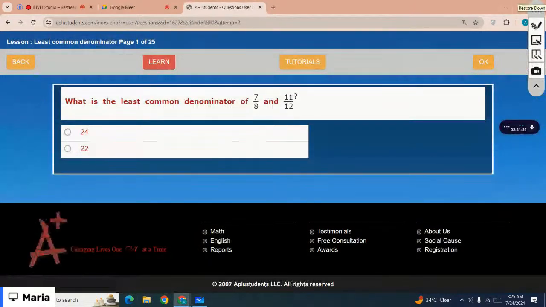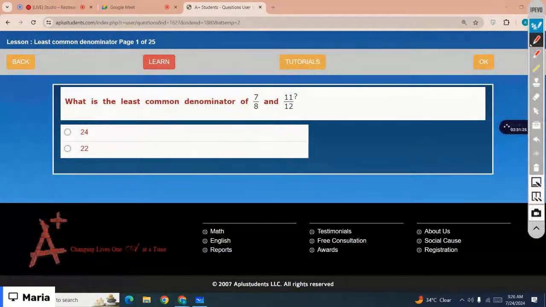What is the least common denominator of 7 over 8 and 11 over 12? So you need to write down the prime factors of both the denominators. So let's write down the prime factors of 8 and then 12, right? The prime factors of 8 are 2 times 2, right? And the prime factors of 12 are 2 times 2 times 3, right?